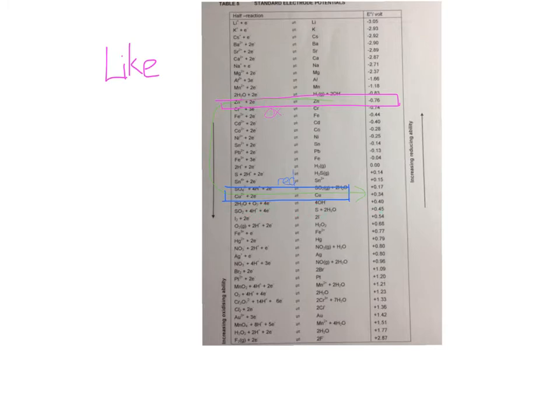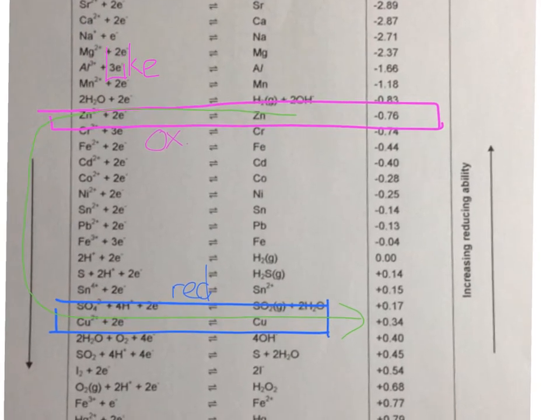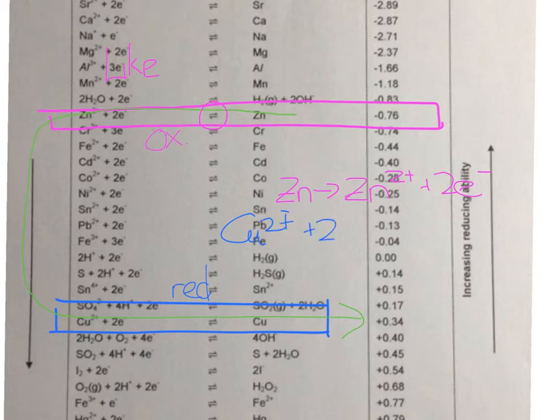Then I'm going to write those half cells out. I go zinc backwards, Zn becomes, now you'll notice it's a double arrow. It could be reduction or oxidation. I've now decided that it is oxidation, so I use a single arrow: Zn to Zn2+ plus 2 electrons. The copper is going to be reduced, so it goes Cu2+ plus 2 electrons becomes Cu.